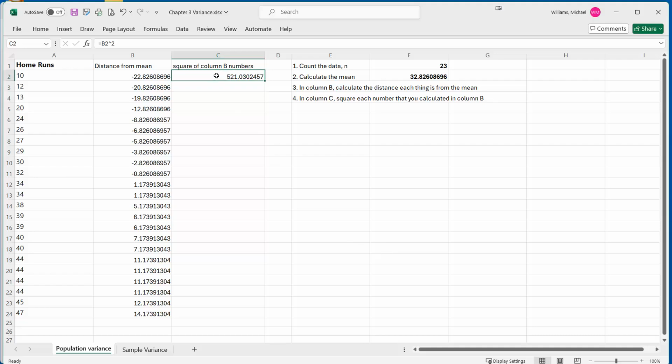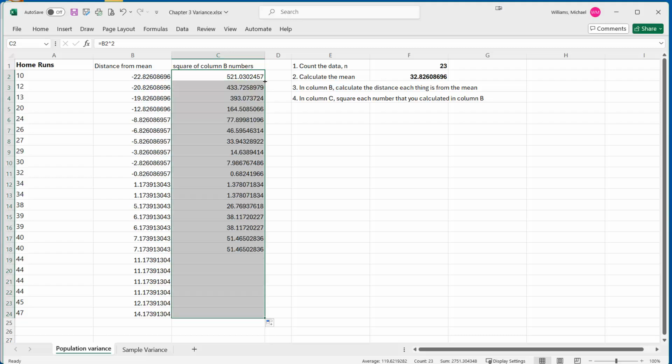Now, we need to do that for the rest of them. But we can use that shortcut. Go up to the magic little green square, wait for the cross to turn black. Now double click. It does them all, right? Now they're all positive. You see how the ones close to the middle are very small? You see that? The ones farther away are much bigger.